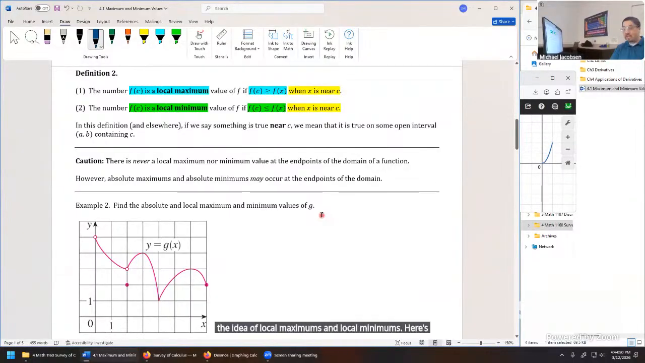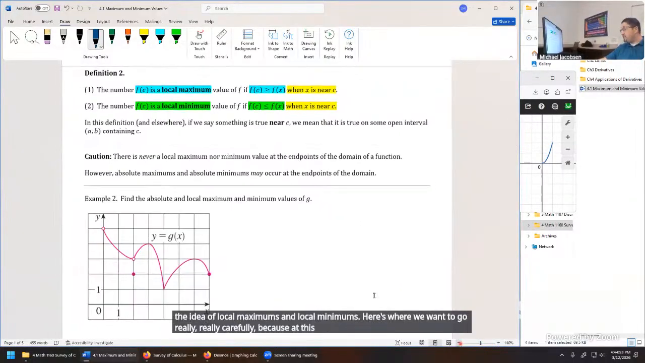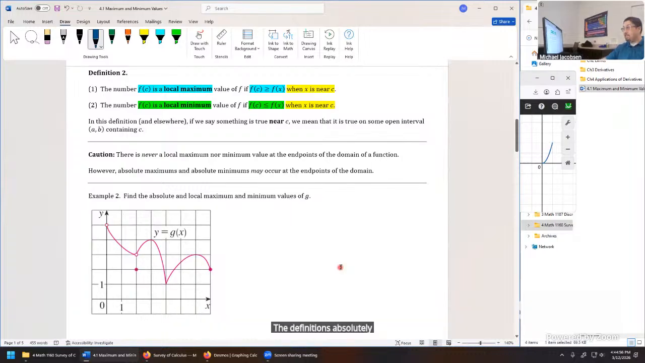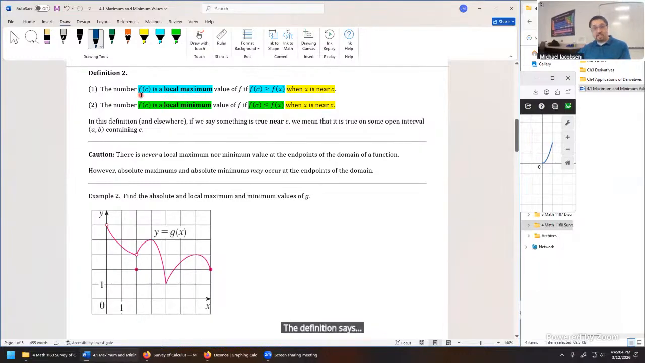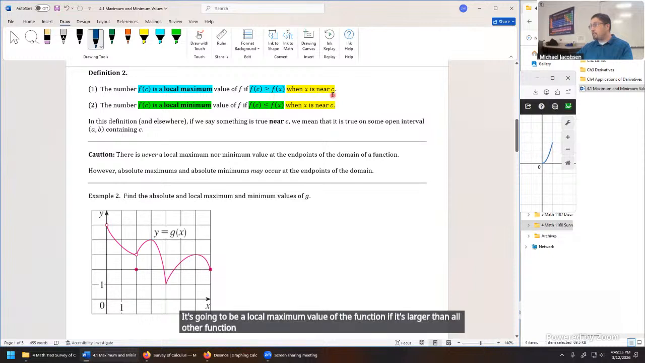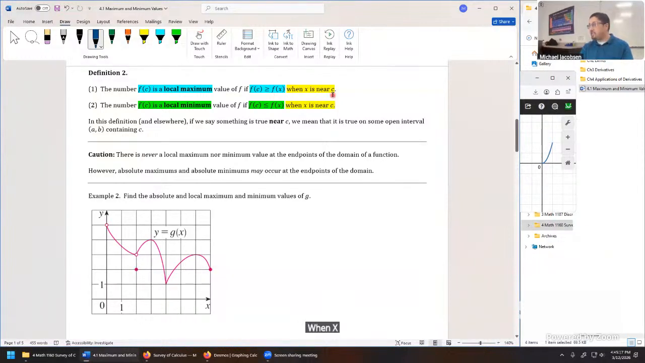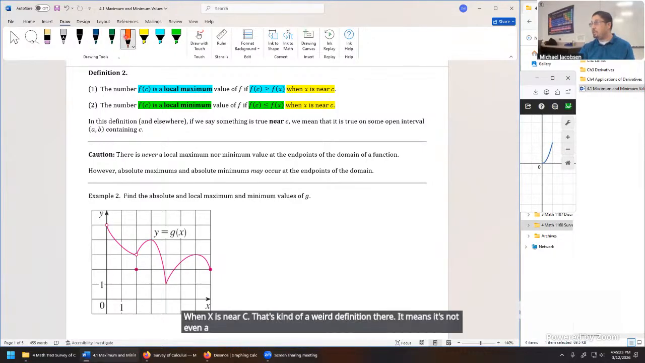Here's where we want to go really, really carefully, because at this stage, the definitions absolutely get tricky. So we still have a notion of what we mean by maximum and minimum. The definition says the number f of c, still a y-coordinate, just like on the last page, is going to be a local maximum value of the function if it's larger than all other function values when x is near c. That's kind of a weird definition there. I mean, it's not even a true definition until we say exactly what we mean by near c. That's kind of a strange way to say this.